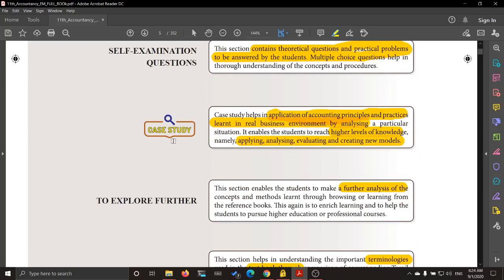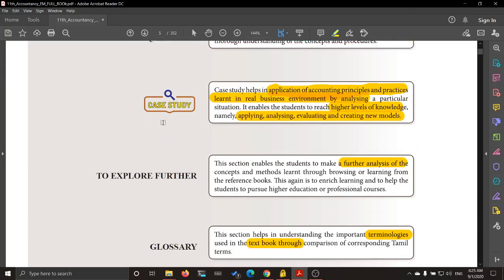Then a case study they have given. Now in this case study, they give you some situations and they ask you to give your opinion, what your suggestion or idea would be. The main aim of giving you the case study is to reach a higher level of knowledge. That is to say, whatever you have learnt, you have to apply those concepts, or you have to analyze it, think particularly, and evaluate and then come to a conclusion. So case studies are also given.